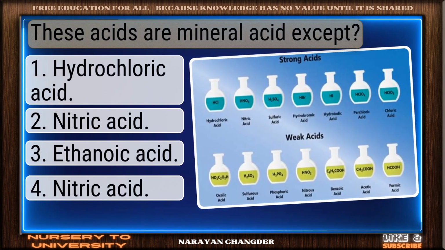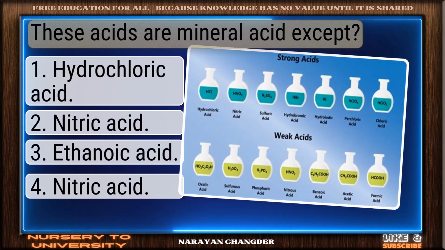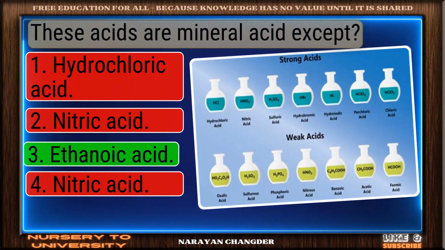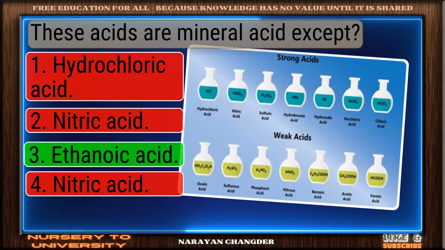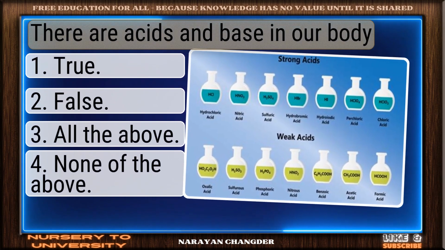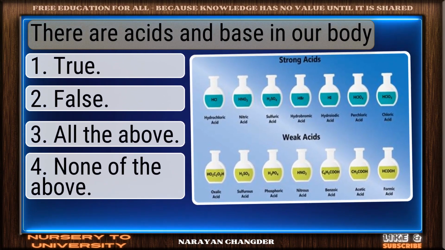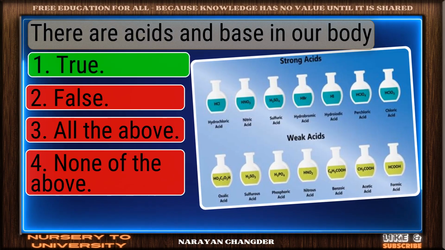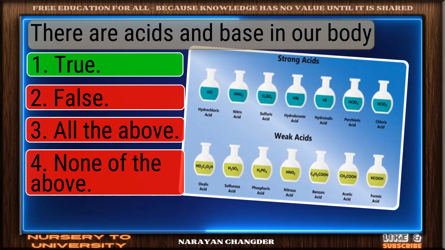Question number 54. These acids are mineral acids except. Good job. Your answer, ethanoic acid, works well here. Question number 55. There are acids and bases in our body. Well picked. True is the correct answer.